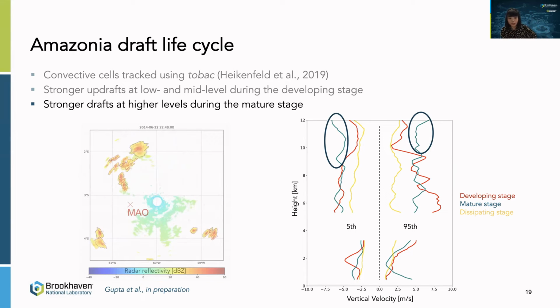So we demonstrated here that this method gives us very detailed statistics of updrafts and downdrafts at the different stages of their life cycle. We're going to perform a similar study, but for MCSs, in the following work.